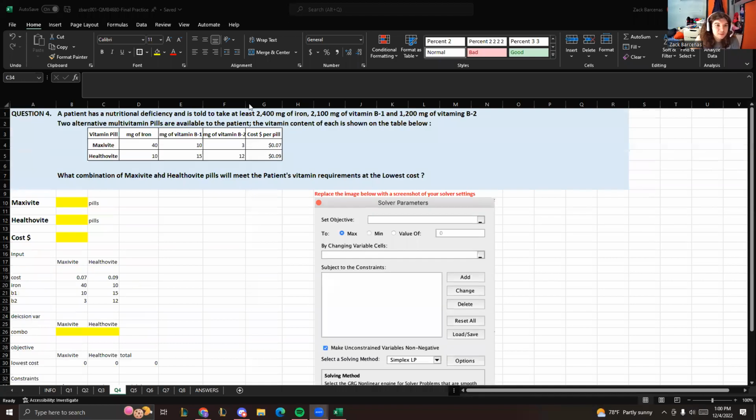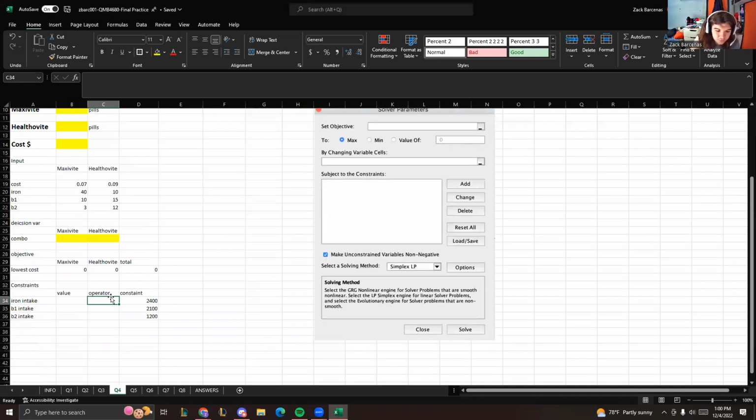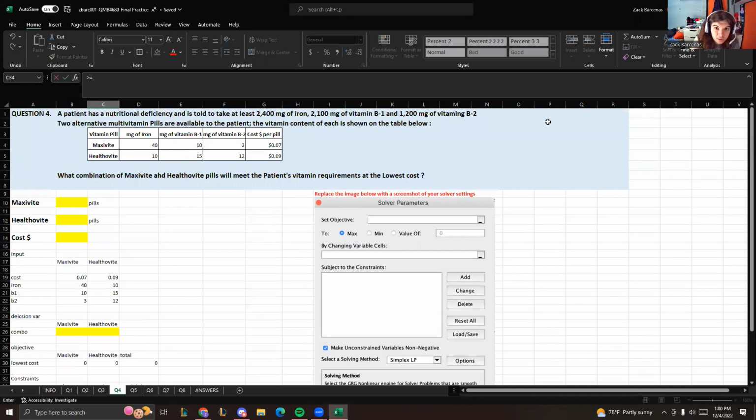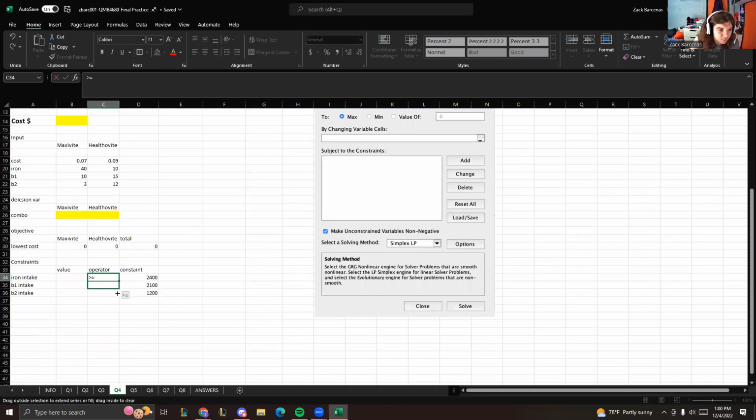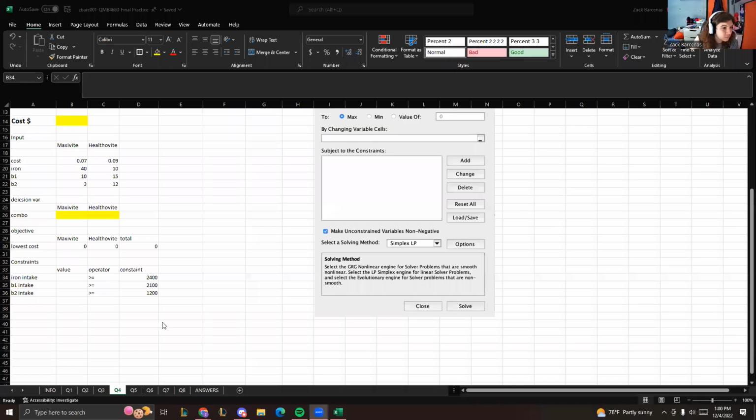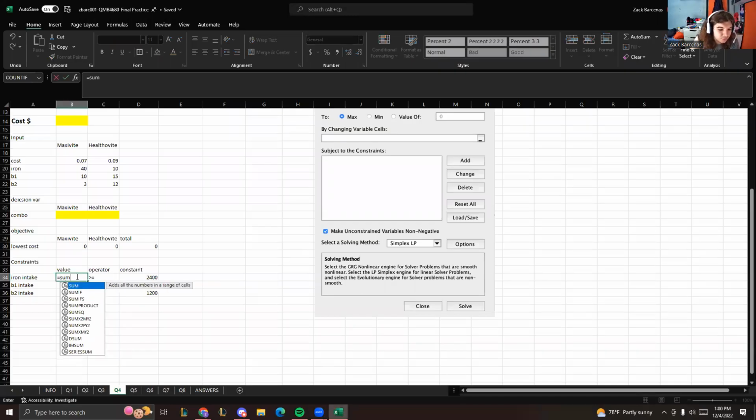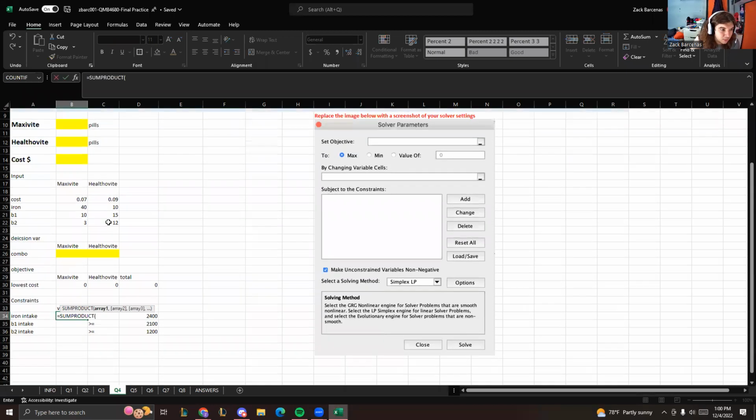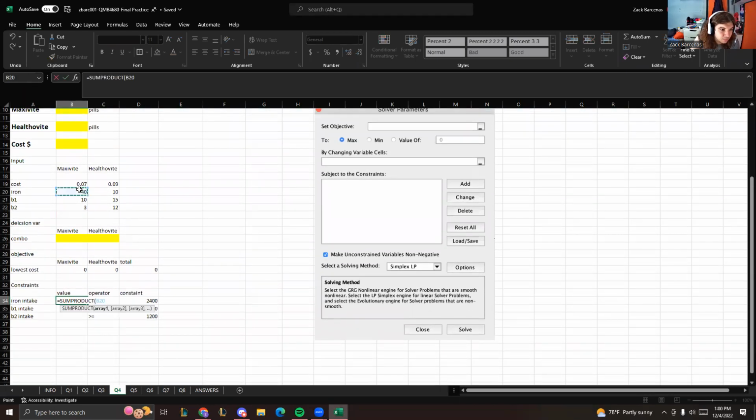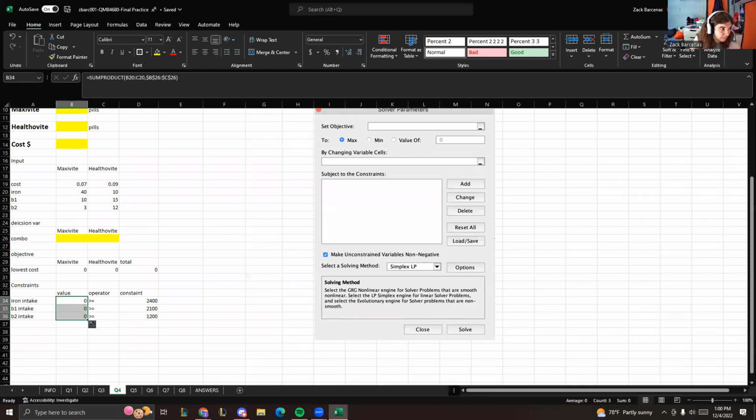So since it says at least right here, it means the operator is going to be greater than or equal to, and this at least for all of them. So the operator is the same for all three. And then just like the last one, we're going to want a sum product right here of this and this. We're going to lock this one because we're going to use it more than once. Just like that. I think we're ready for the solver now.